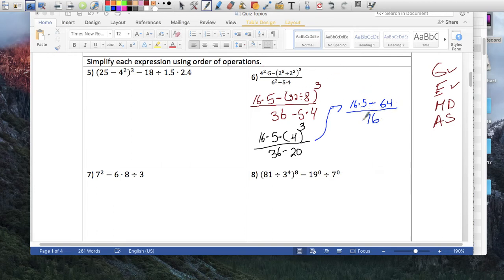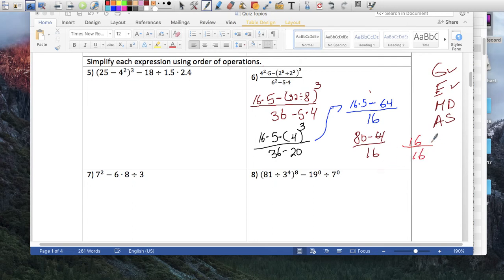So on the top, excuse me. On top now I have 16 times 5 minus 64. 16 times 5 is what I'll do, which is 80 minus 64 over 16. Let me change colors again. And on top, 80 minus 64, I'll subtract that, and that's going to give me 16. And the bottom is a 16.